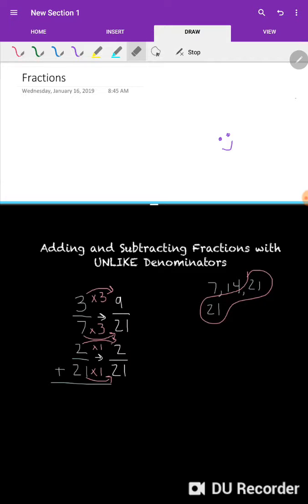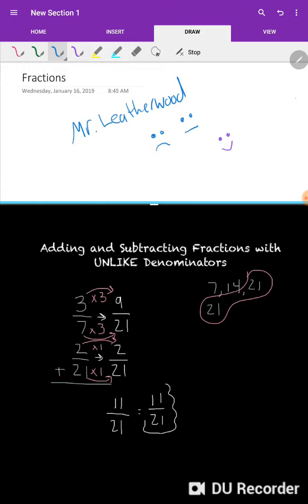Now I can do 9 plus 2, which is going to be 11. And my bottom number is always going to stay the same, so it's just going to be 21. So my answer is 11 over 21.